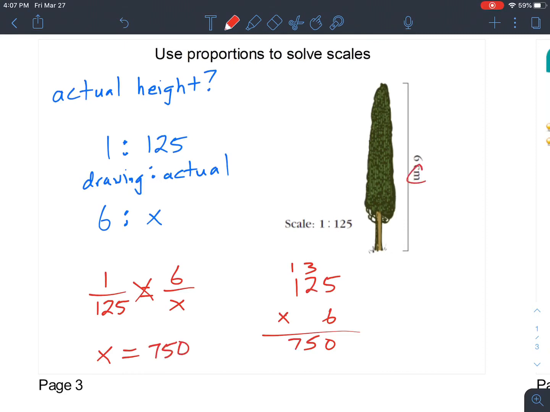And then we just need to pay attention to our units. It said that the original height was in centimeters. We were not told that we needed to convert at all. So it turns out that the actual height of this tree is 750 centimeters.